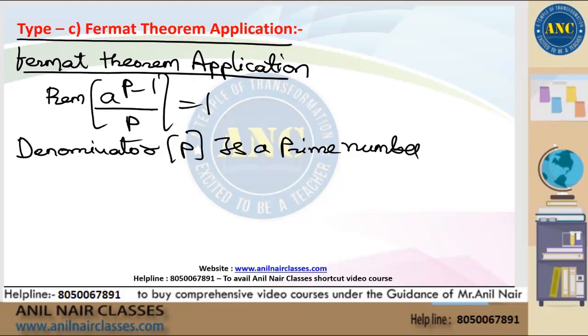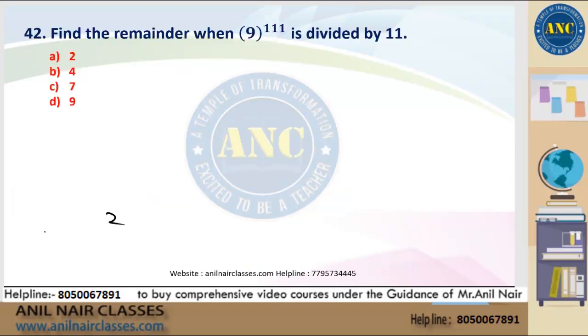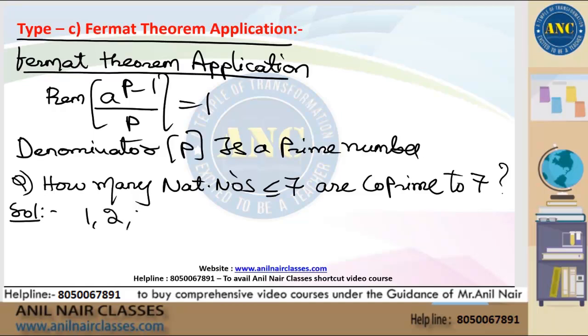What is this p minus 1? How did you get p minus 1? Suppose for example, how many natural numbers less than or equivalent to 7 are co-prime to 7? If I ask you the same question, instead of a composite number, if I write a prime, how many natural numbers less than or equivalent to 7 are co-prime to 7? Now easily you will understand why it is p minus 1. Natural numbers are 1, 2, 3, 4, 5, 6, 7.